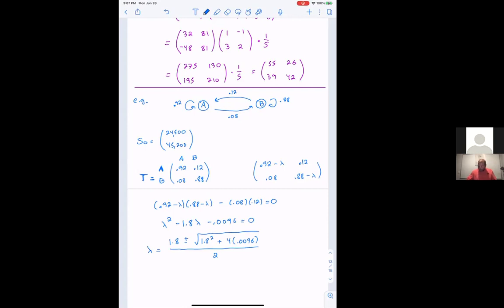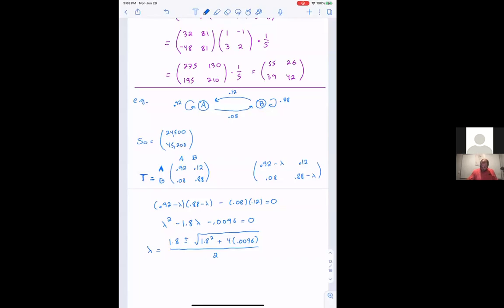If I take the square root of that, I do not get a nice number. Did I do something wrong? Because I should have nice numbers here. Let's take a look. 0.92 minus lambda, 0.88 minus lambda, minus 0.08 times 0.12. So lambda squared, it is minus 1.8 lambda, and it is 0.08 times 0.12.